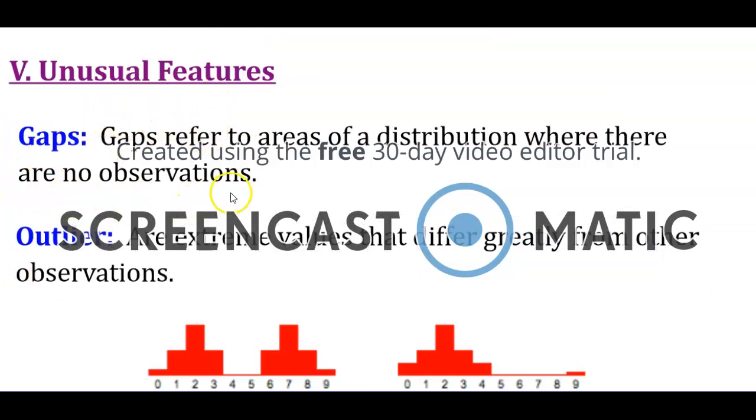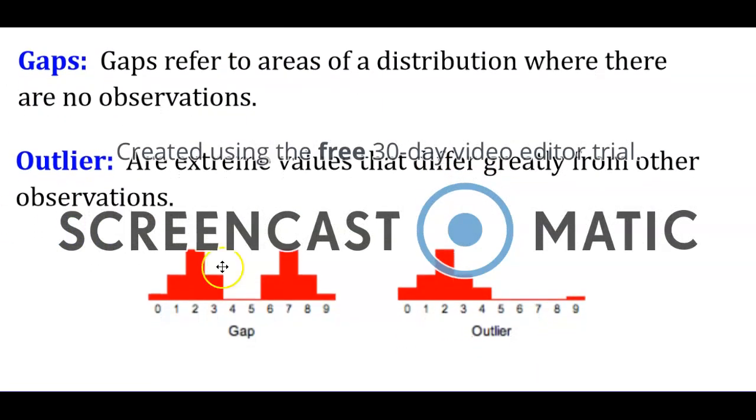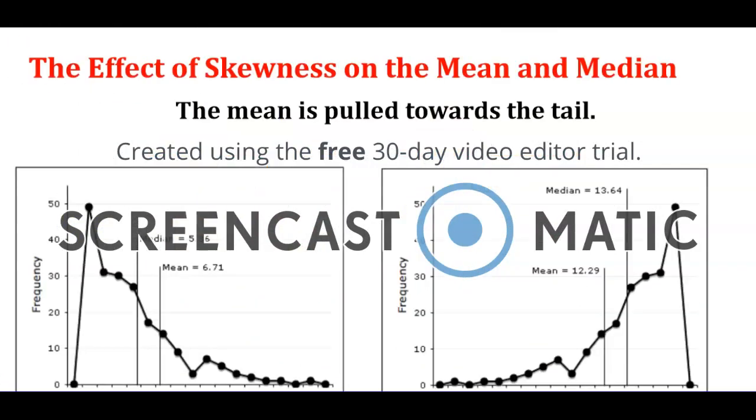We have what are called gaps. Gaps refer to areas of distribution where there aren't any observations. Outliers. We spent time in the last lesson talking about an outlier. Down here, we've got an example of a gap. People are clustered here and people are clustered here. And an outlier is going to be, oh, I've got a bunch of people here and I've got one way off to the side. Those are the unusual features that we have to keep in mind.